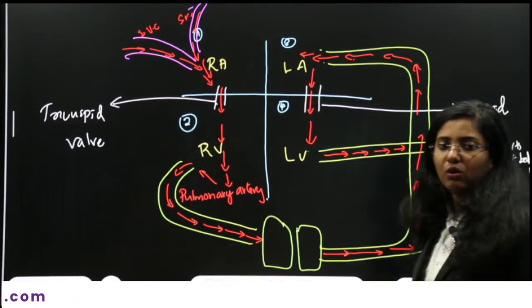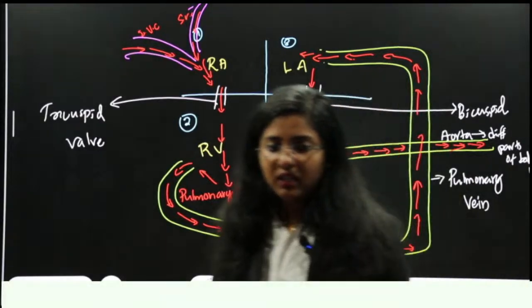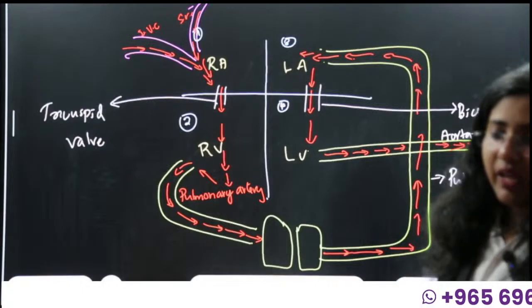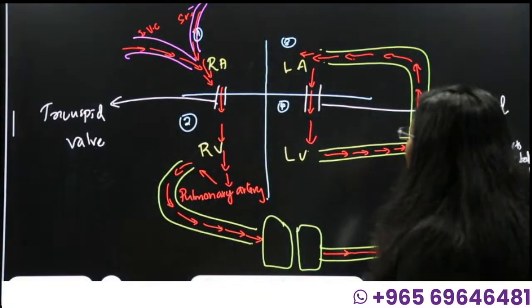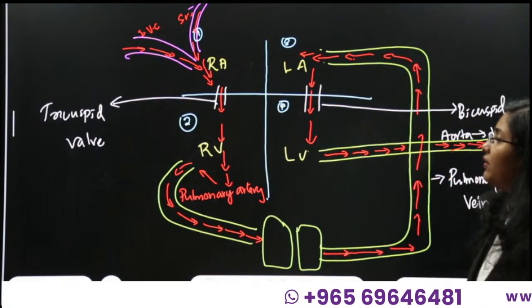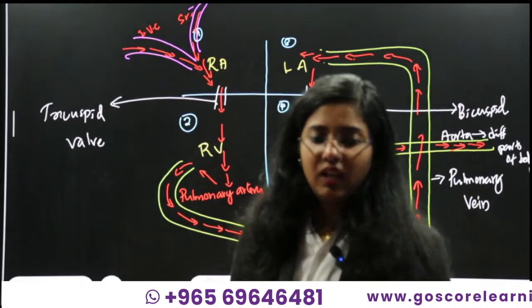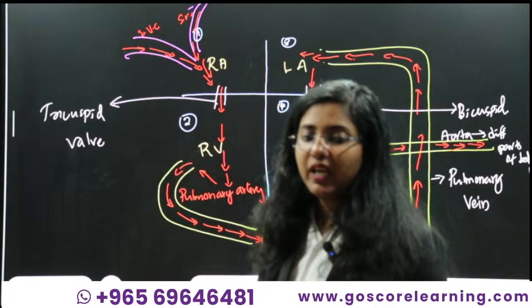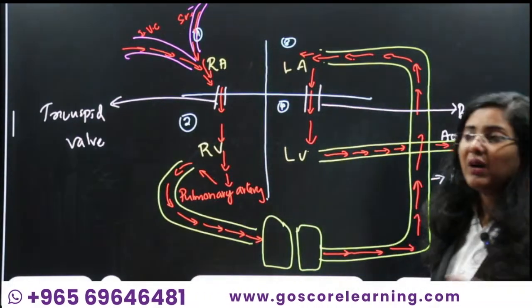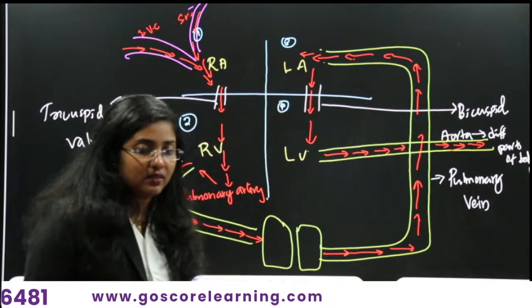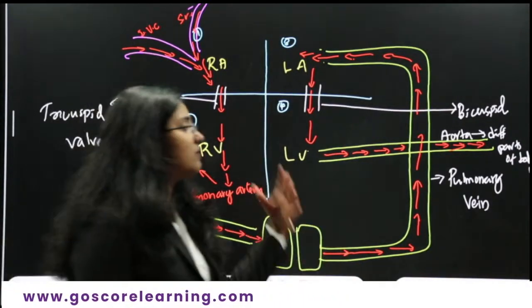I think you got it. Did you get it? Okay, the second one is the bicuspid valve. Where is the bicuspid valve present? It is between the left atrium and left ventricle. This is a very simple diagram where you can understand the pathway. You have to study this. This is very important. Next we will go back to the question.